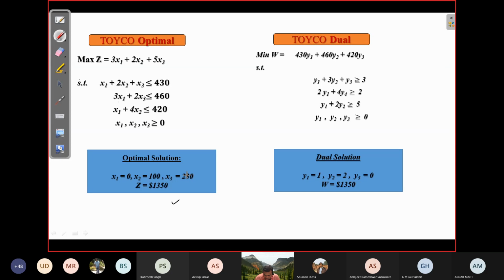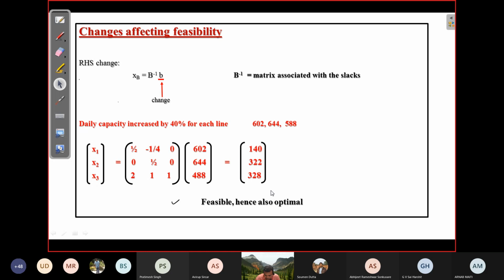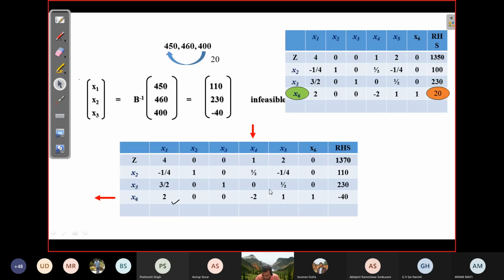Now the question is that when you solve it, you get this table, right? You just apply the simplex on this Toyco primal problem, and this is the table which you get at the end of it. This was the final simplex table for Toyco.